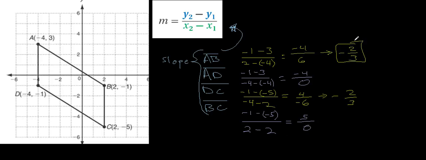So now I have a couple of interesting things that we can talk about. Let's talk about the slope of line segment AB and the slope of line segment DC. They are both negative 2/3. So these two lines are parallel. Line segment AB is going to be parallel to line segment DC.